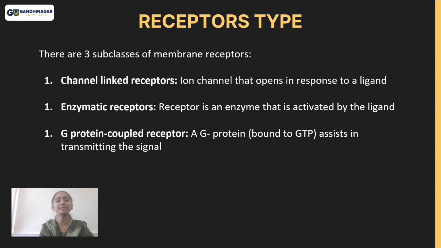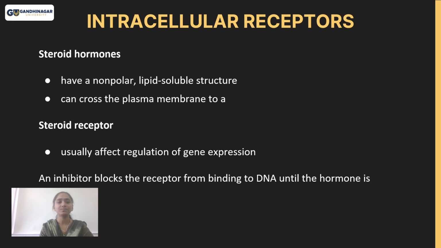There are mainly three subclasses of membrane receptors. First are channel-linked receptors, which are associated with ion channels that open in response to a ligand. Second are enzymatic receptors, where the receptor is an enzyme that is activated by binding with the ligand. And third are G protein coupled receptors, where GTP binding assists in transmitting the signal.